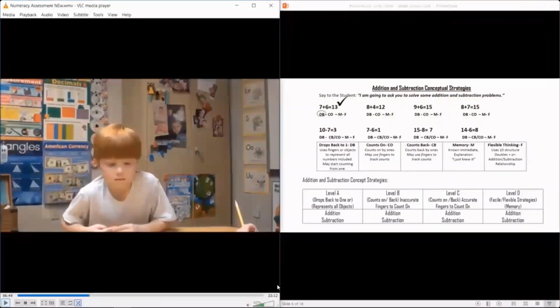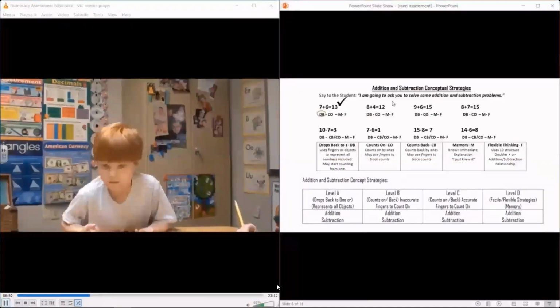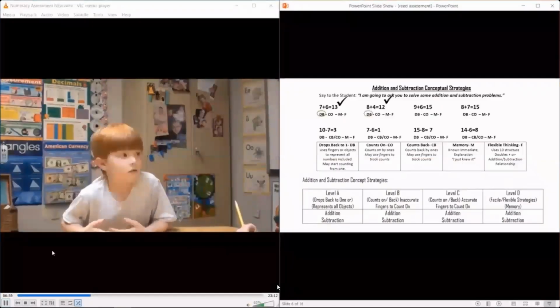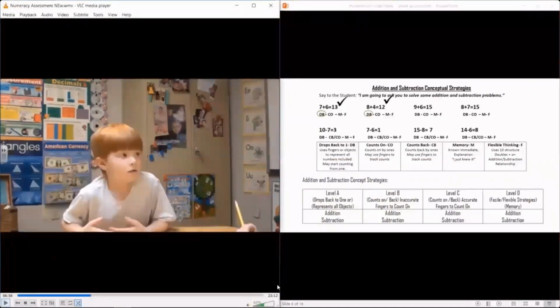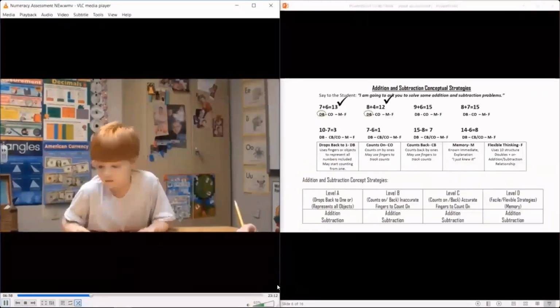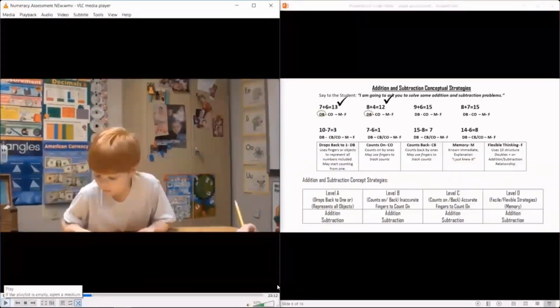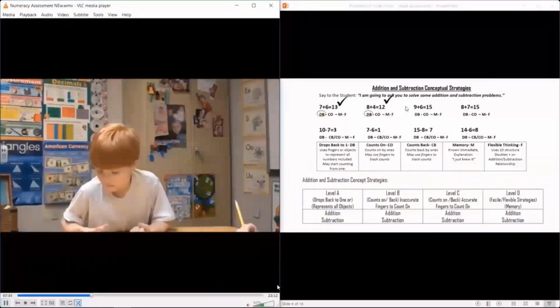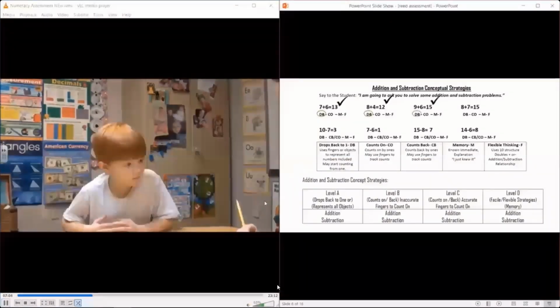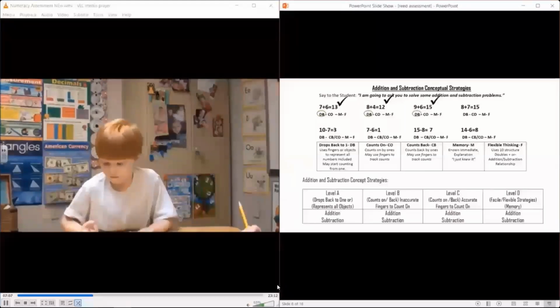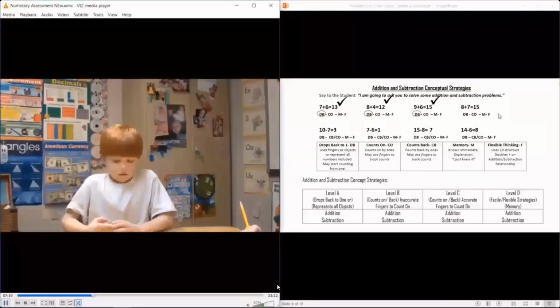So he dropped back, and he dropped back because he re-represented the problem. He had to perceptually see everything. 12. 9 plus 6. Did the same strategy, built 9 on his fingers, then counted on. 15. 8 plus 7. Built the 8. 13.